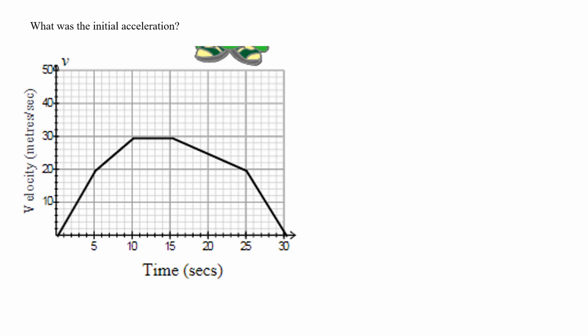So we're looking for the gradient of the line segment that begins when time t is 0. So we're interested in this line segment here. So let's have a look again. So our change in velocity will be 20 meters per second. And our change in time will be 5 seconds. So the initial acceleration will be our change in velocity, which is 20, divided by our change in time, which is 5, and that will give us 4 meters per second.